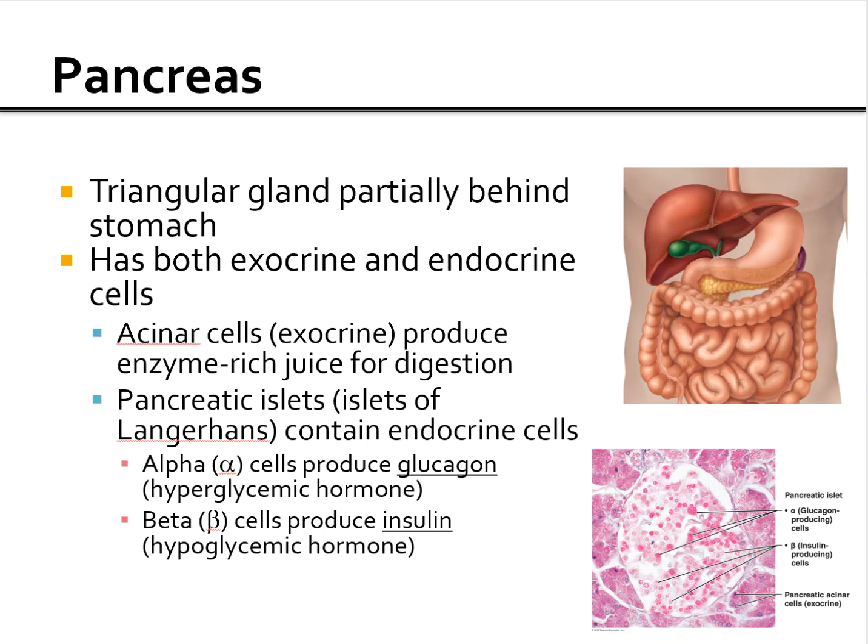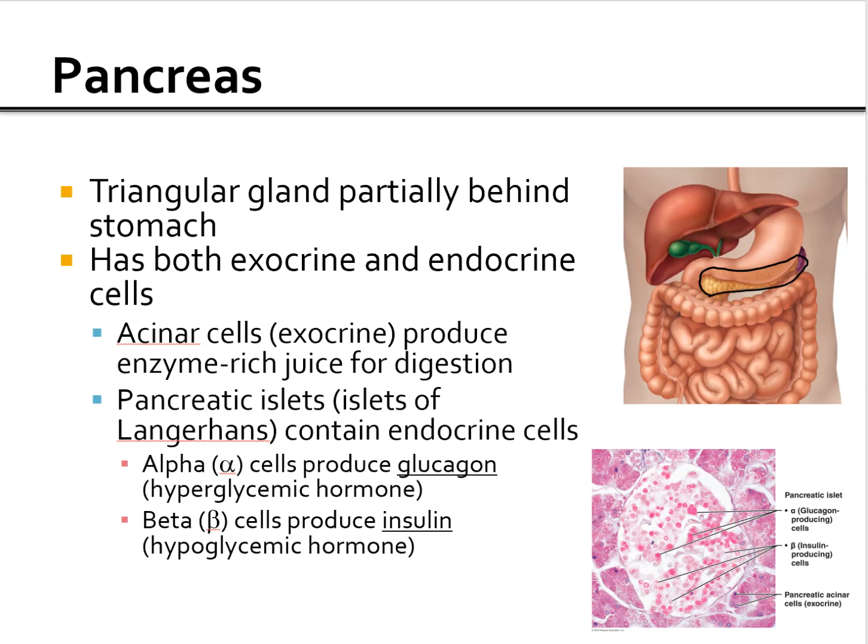The last major organ we're going to talk about, or endocrine organ we're going to talk about, is the pancreas. And the pancreas is a triangular gland partially behind the stomach. It's this little yellow structure and kind of lays behind the stomach like that. Okay. And the pancreas is unique in that it has both exocrine and endocrine cells.